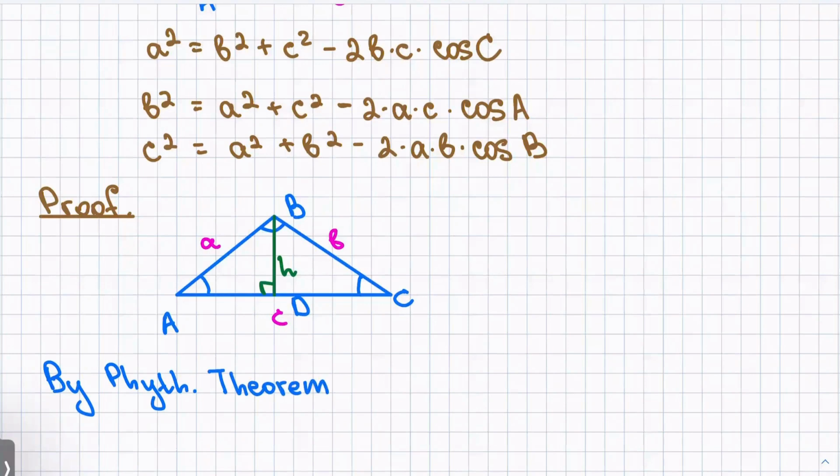if we consider the right triangle ABD, we will get the following, dear students. We will get that a squared is equal to h squared. So the hypotenuse squared is equal to h squared plus AD squared.